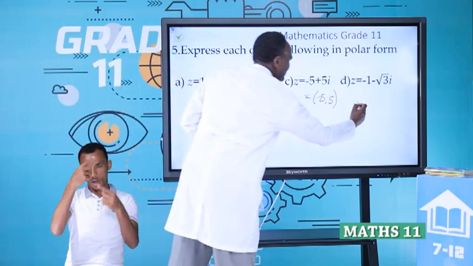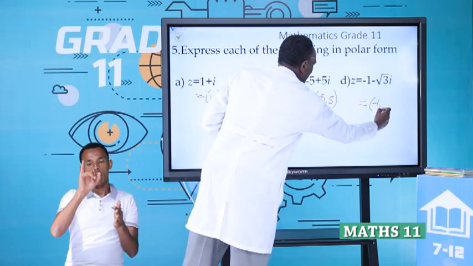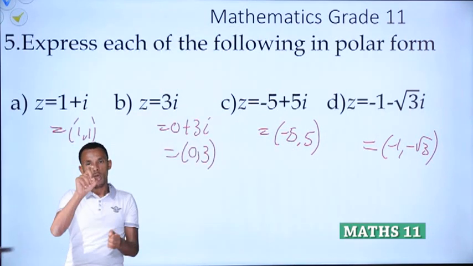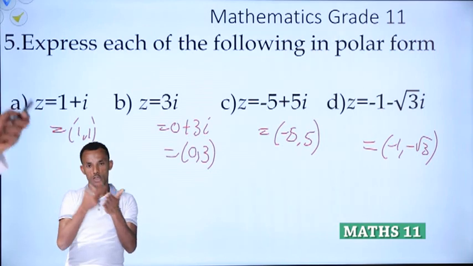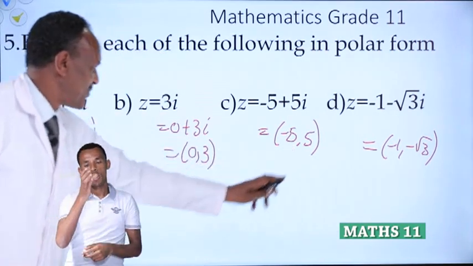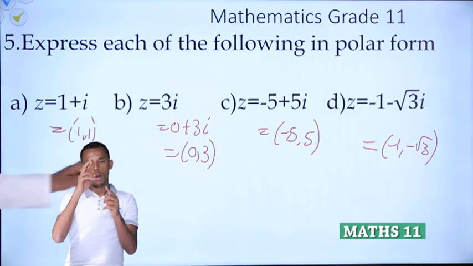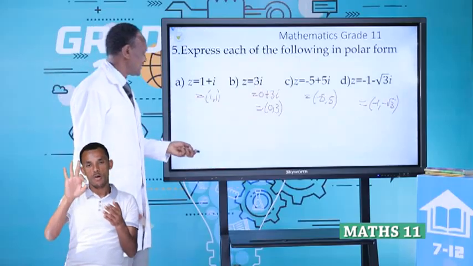Coming to this one, negative 1 minus root 3i could be expressed as negative 1, negative root 3. Both x and y, the real part and the imaginary part, are negative. This complex number is found in the third quadrant. This one is found in the first quadrant.